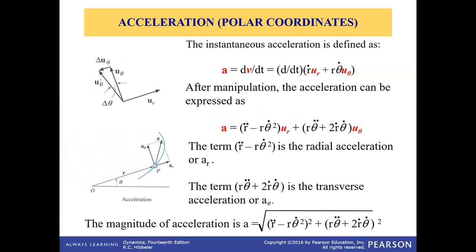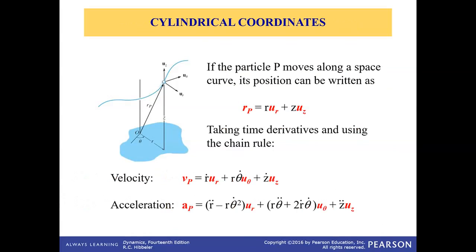Acceleration calculation involves more parameters. Acceleration also has a radial component and a transverse component, and their formulas are given here. The total acceleration can be calculated using the vector addition of these components. And if the particle has 3D motion, then we also have a z component, which is z dot uz, where z dot is dz by dt, the rate at which the z motion changes for the particle. And acceleration has a third term, z double dot, which is d square z by dt square.